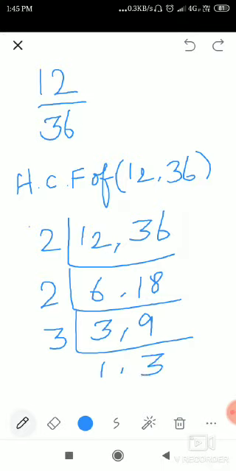After this there is no common factor, so these are your common factors; multiply them all. 2 twos are 4, 4 threes are 12. So your HCF is 12.